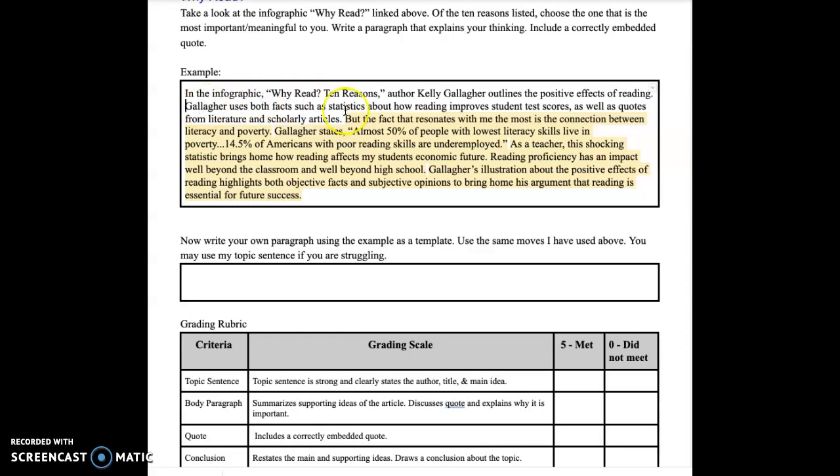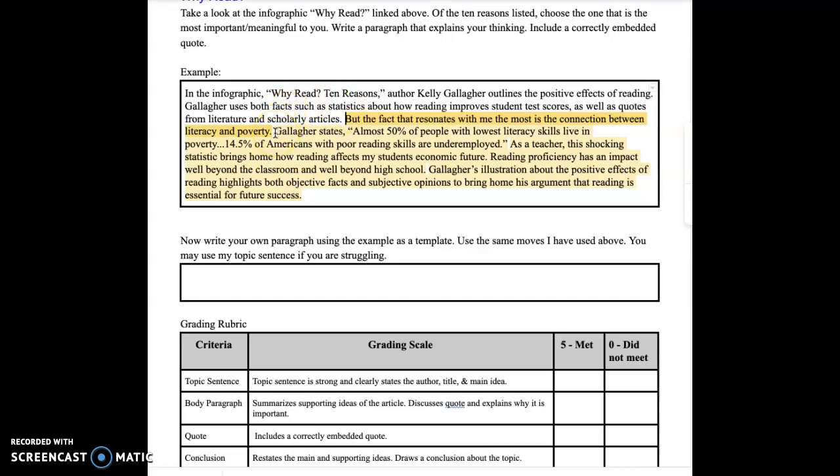And here's where I really start to take my deep dive. But the fact that resonates with me the most is the connection between literacy and poverty. So this is my specific answer to the prompt. This is what I really want to look at. I really want to analyze this idea that literacy is directly correlated to poverty. Because as a teacher, if I can encourage literacy and reading comprehension and stamina and speed and all of those skills, then I've really made a difference in my students' lives, in their ability to live well and have a good life.